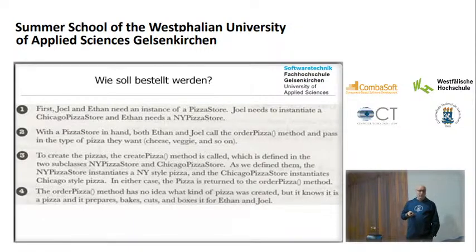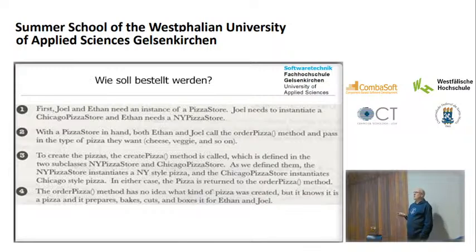Okay, how do we do that? First, Joel and Ethan need an instance of a pizza store. Joel needs to instantiate a Chicago pizza store, and Ethan needs the New York pizza store. With the pizza store in hand, both Ethan and Joel call the order pizza method and pass in the type of the pizza they want: cheese, veggie, clam, or whatever the different stores are offering.